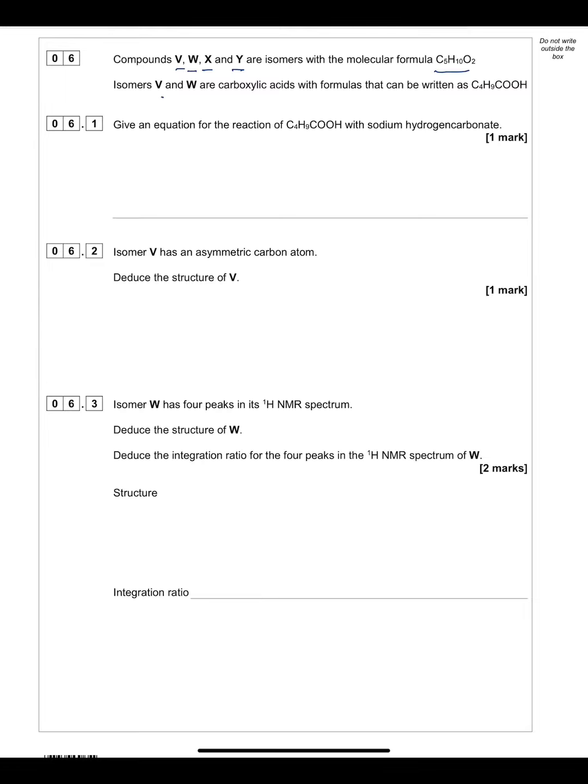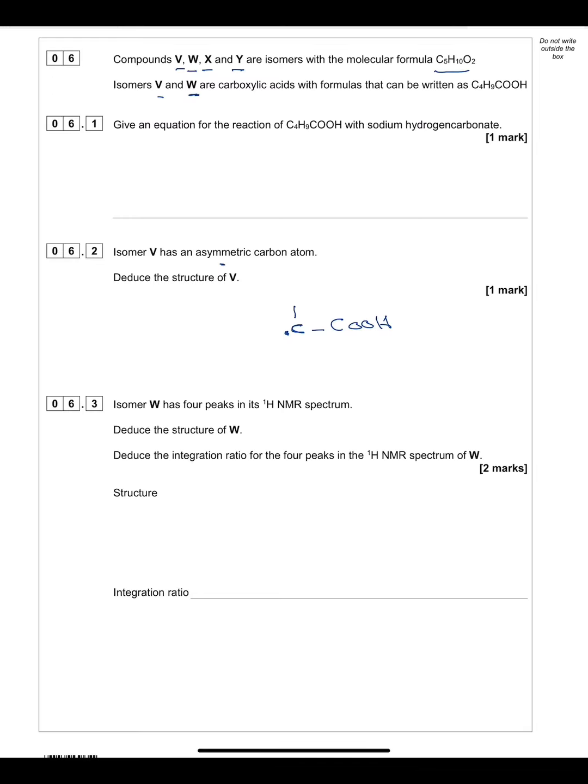C5H10O2. Isomers V and W are carboxylic acids, so this is the first information, and they can be written as C4H9COOH. First of all, isomer V. The information here is that isomer V has an asymmetric carbon atom. We know that isomer V is a carboxylic acid, and we know that it has an asymmetric carbon atom. An asymmetric carbon atom means we have a chiral carbon. So to deduce the structure, first let's draw or write the carboxylic acid group, so COOH. And then it must have a carbon here. This carbon must be the asymmetric carbon.